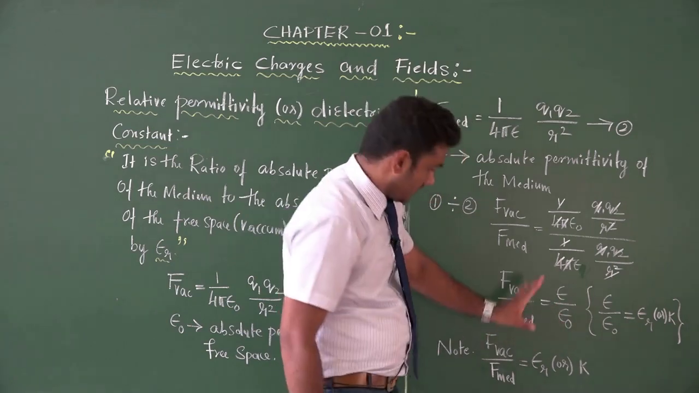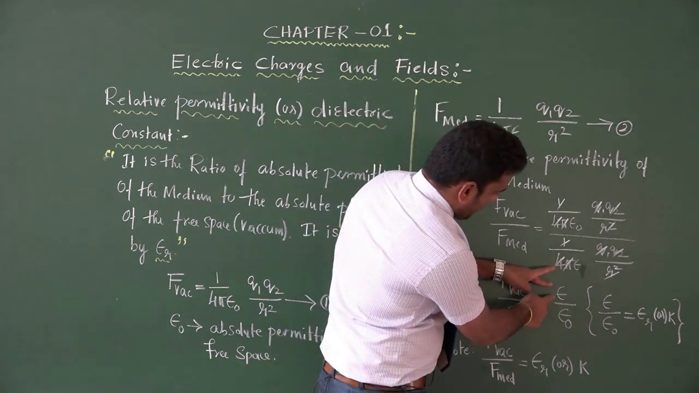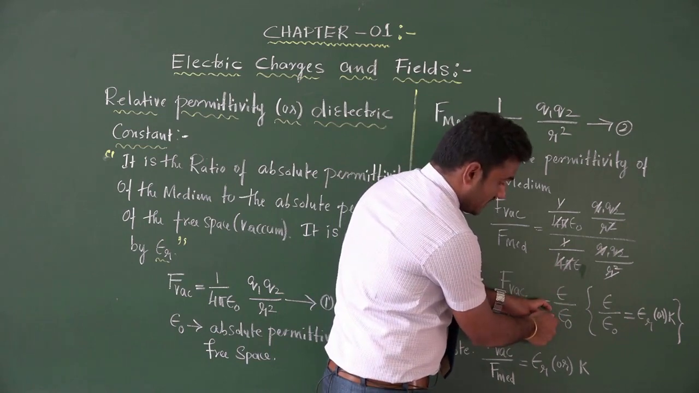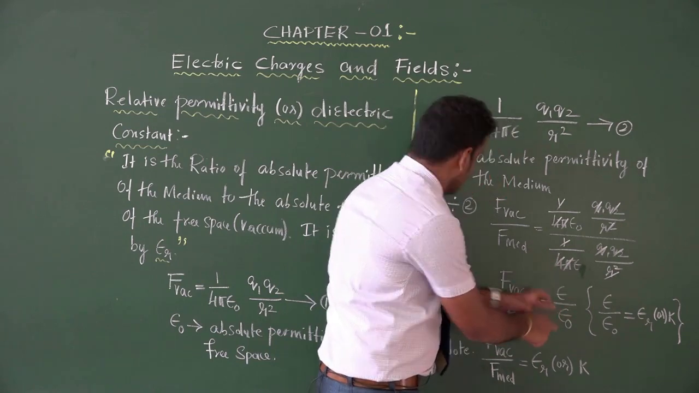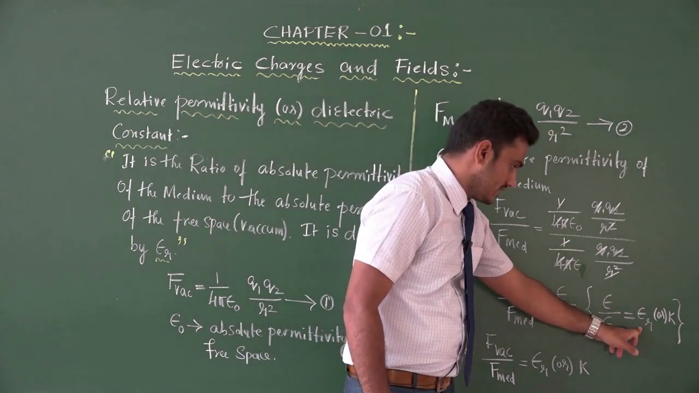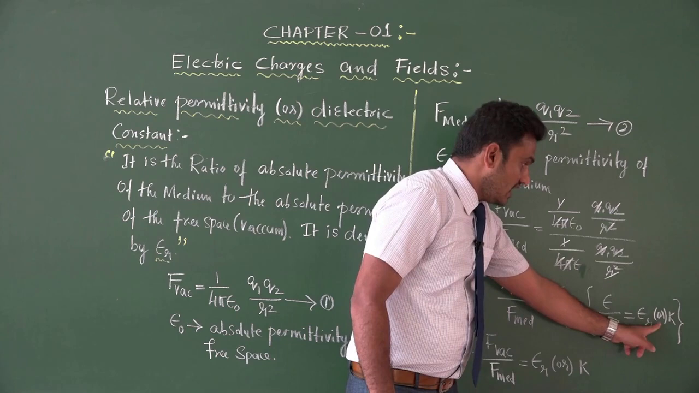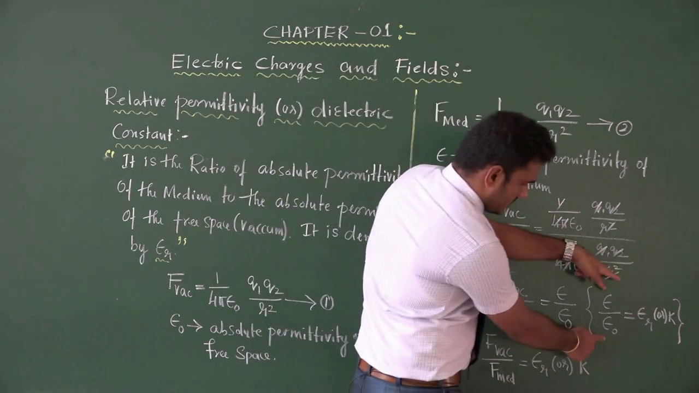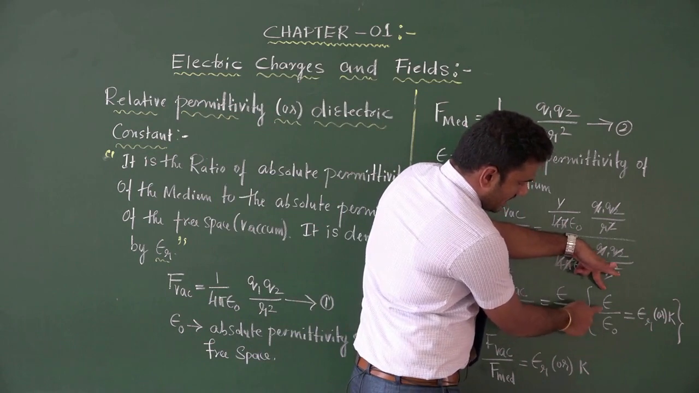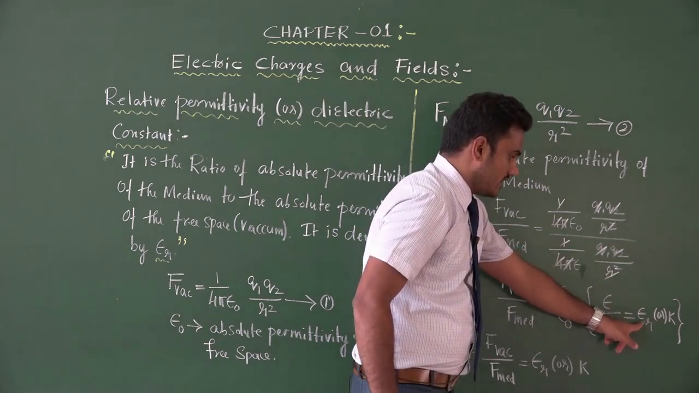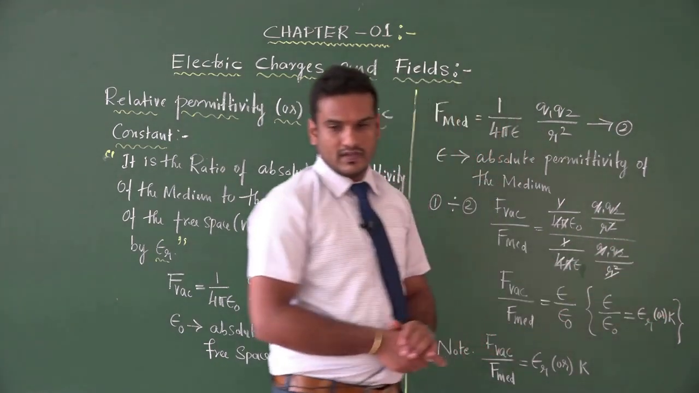epsilon naught. This is nothing but the ratio of the absolute permittivity of a medium to the absolute permittivity of free space, known as relative permittivity. That is represented by epsilon r or K. K is nothing but the dielectric constant. Look at this equation. The ratio of the absolute permittivity of a medium to the absolute permittivity of free space is called relative permittivity or dielectric constant.